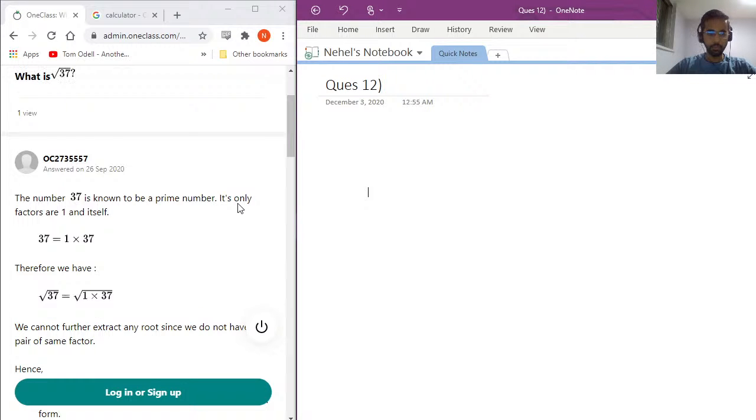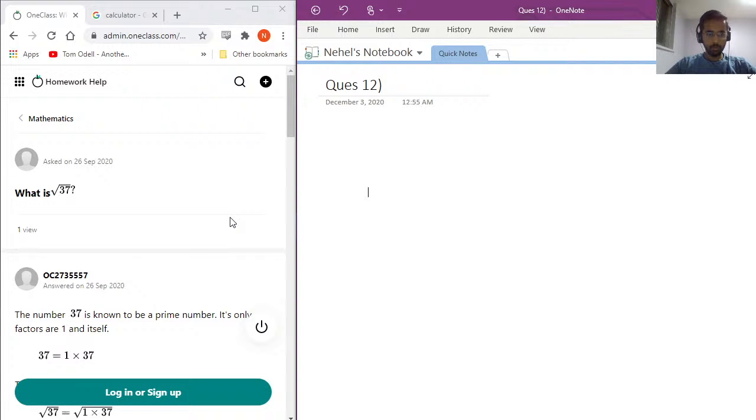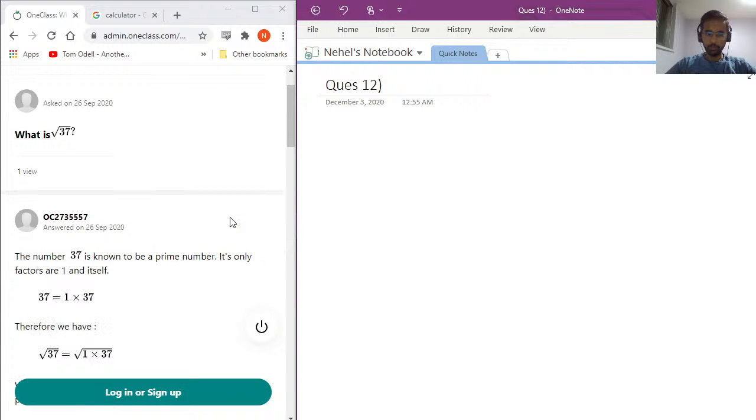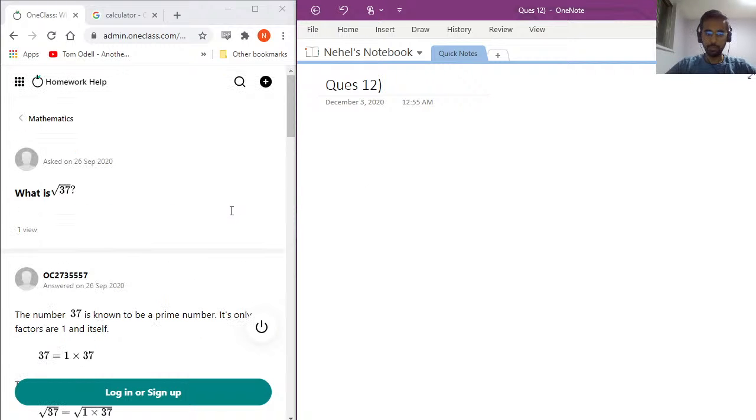Alright, next up we have another square root question, which is fairly straightforward. When we try to do the prime factorization for this number, we notice that it doesn't have any prime factors. So the easiest way to estimate this would be to identify two numbers which have squares close to this number.